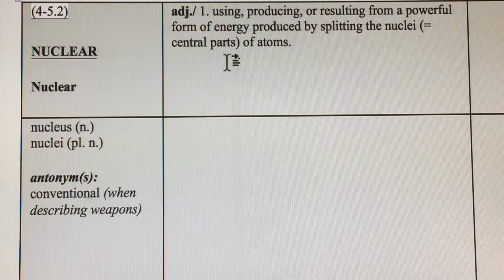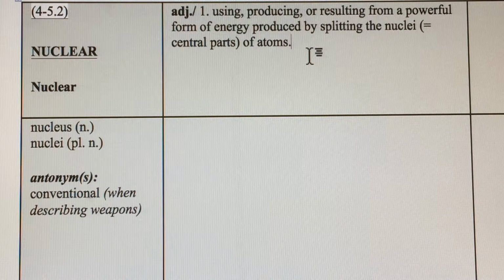Okay? You can see nuclei is actually your familial word, the plural noun form of nuclear. Nucleus is one nuclei. So nucleus is the singular noun, nuclei is the plural noun, and nuclear is the adjective. Okay.